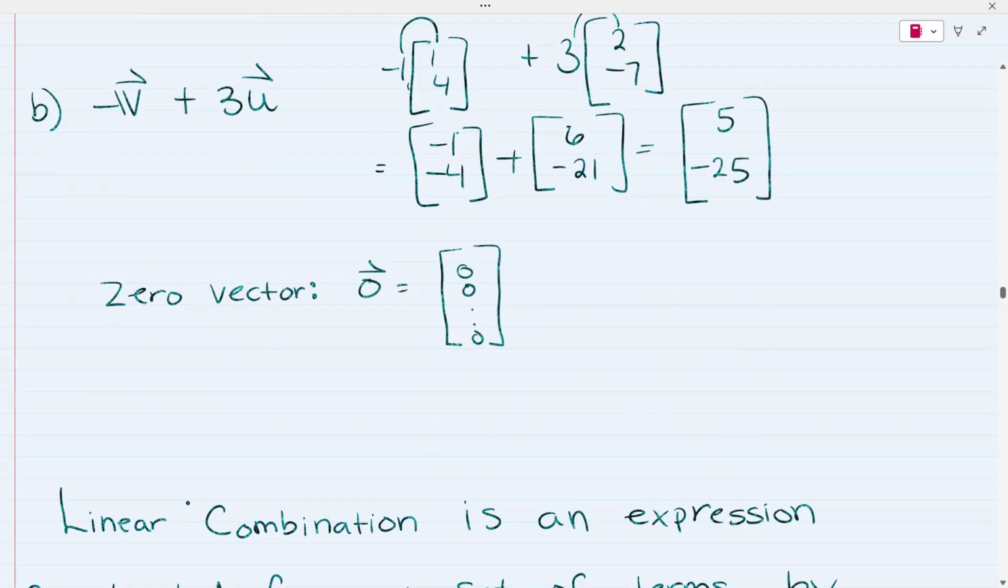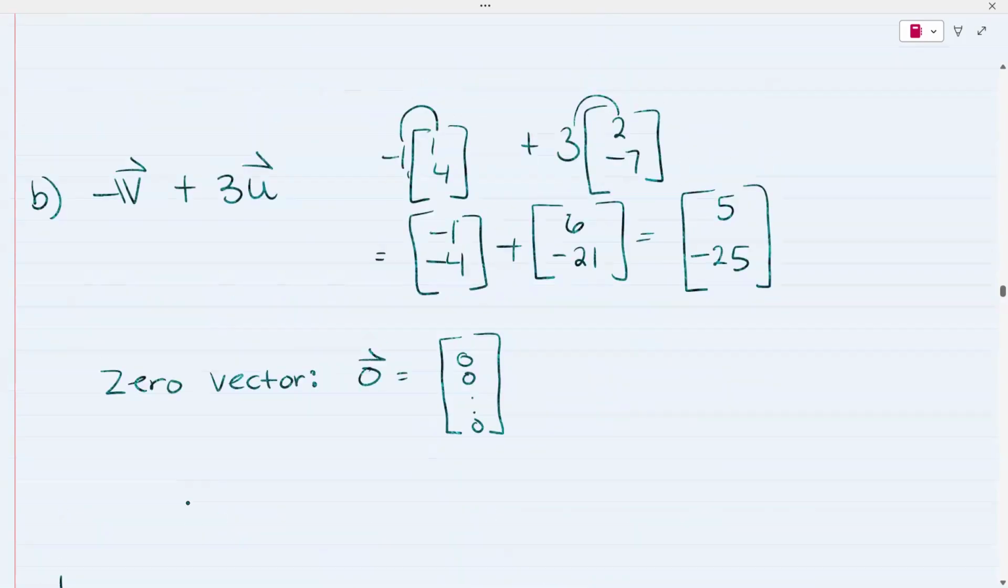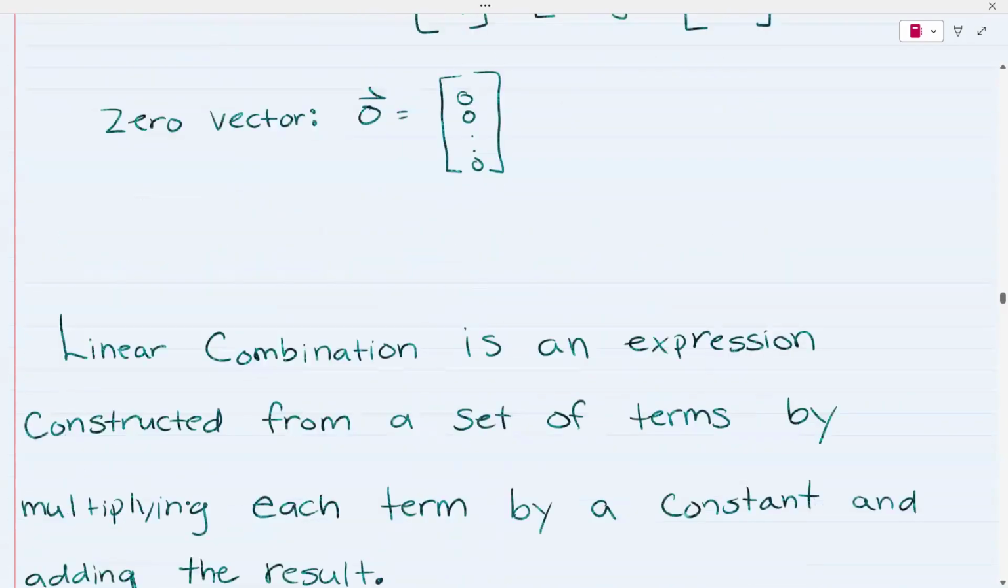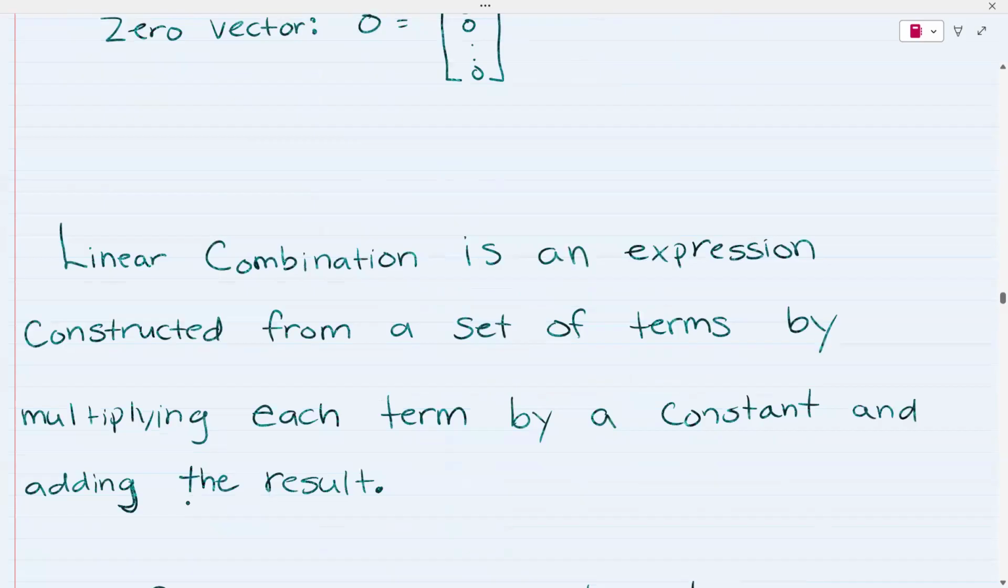Vector 0 is just going to be 0, 0. So yeah, now let's do a linear combination. A linear combination is an expression constructed from a set of terms by multiplying each term by a constant and adding the results.